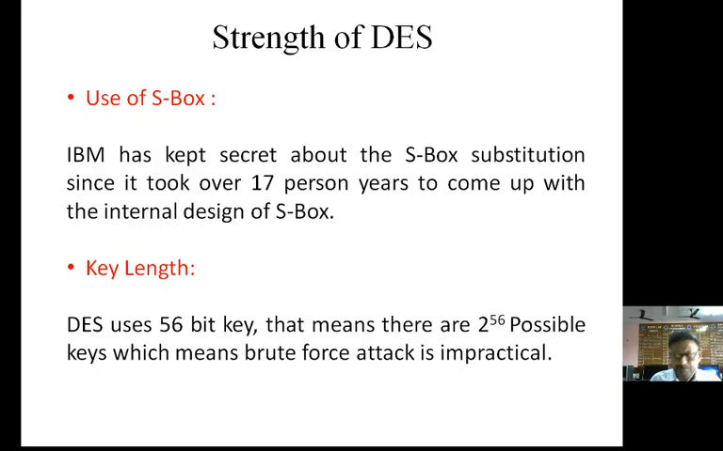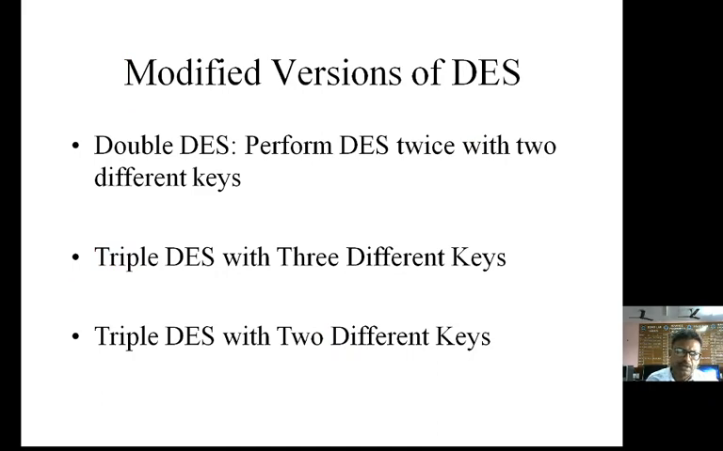But even as time has passed and more sophisticated and more powerful computers have come into the picture, people came up with the idea that a 56-bit key is not sufficient. So we have to strengthen DES more and more so that it remains uncrackable. So other versions of DES have come into the picture, known as modified versions of DES. And this modified version of DES has 3 versions.